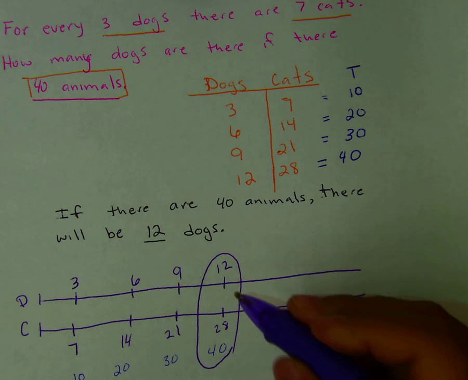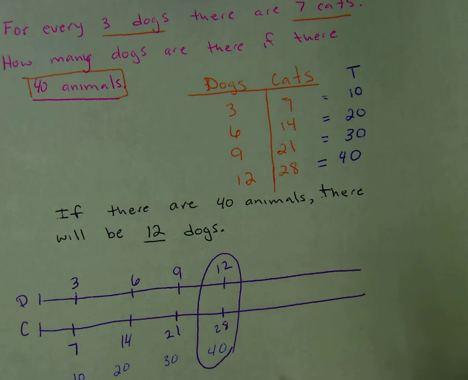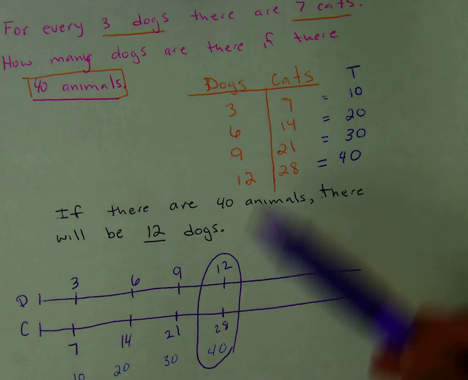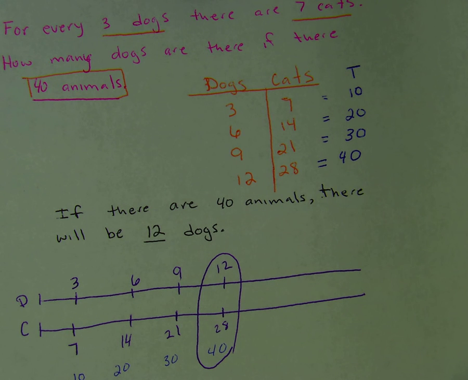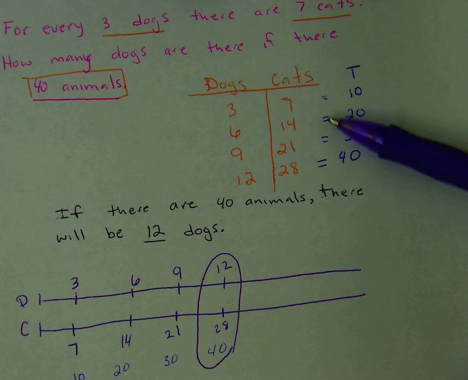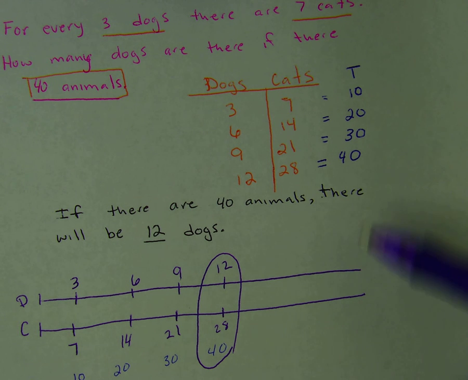So, using the same information, I can set it up using a double bar graph. Whichever one you prefer, I do recommend that you use some sort of graphing though. Okay, so again, you're going to get the same information. If there are 40 animals, there will be 12 dogs. Again, same information, different ways of representation.